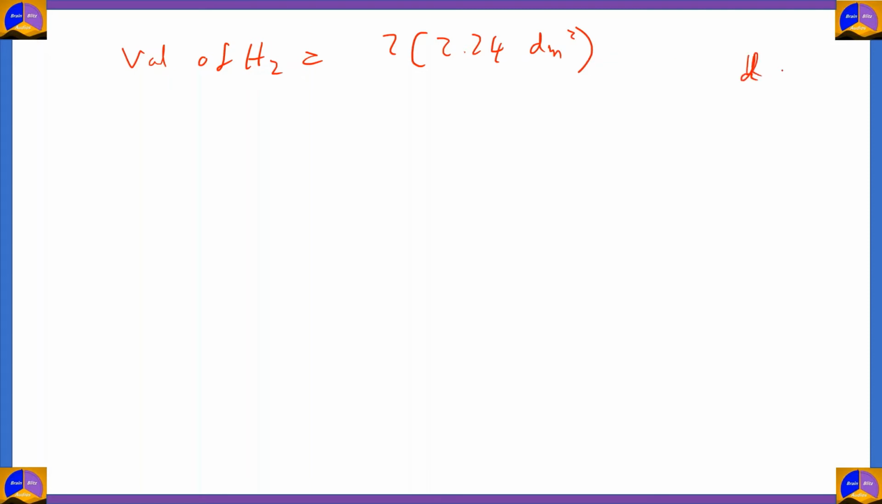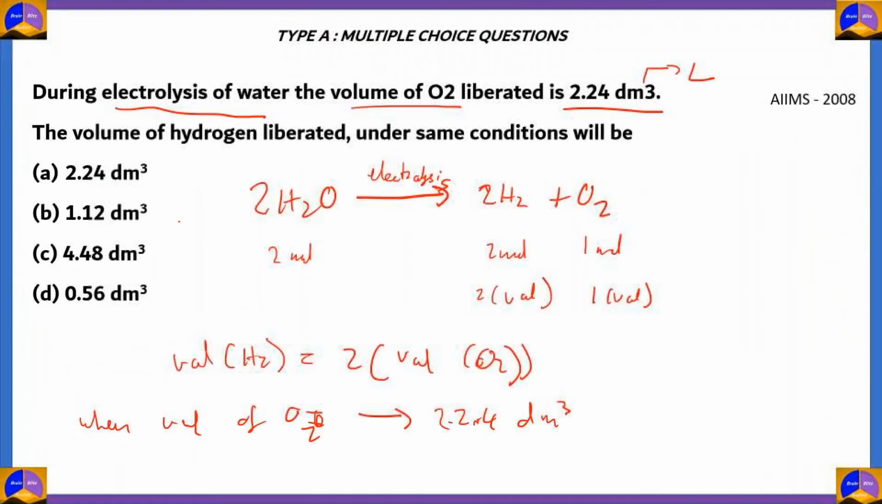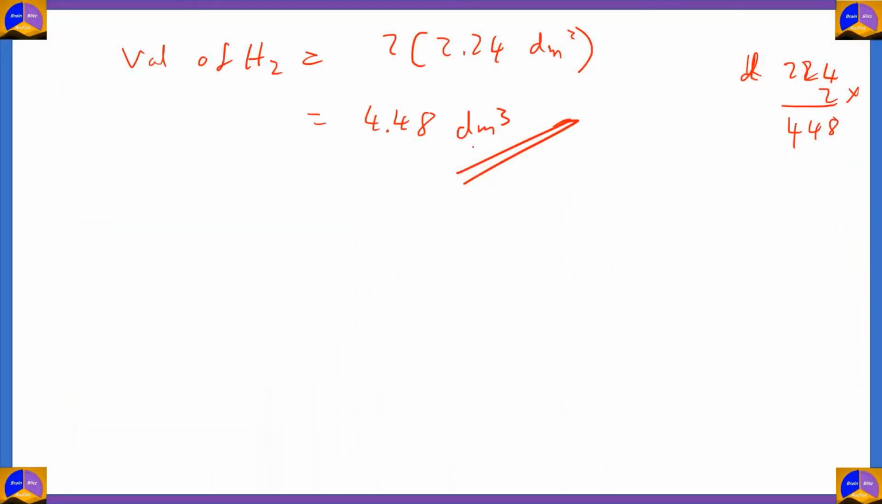So let's multiply 224 multiplied by 2. 4 times 2 is 8, 2 times 2 is 4, 2 times 2 is 4. So we'll get 448 decimeter cube as our answer. And since there's a decimal here, we'll put it here. So it's 4.48 decimeter cube. That is option C. So option C is the volume of hydrogen liberated under the same conditions. So that is 4.48 decimeter cube.